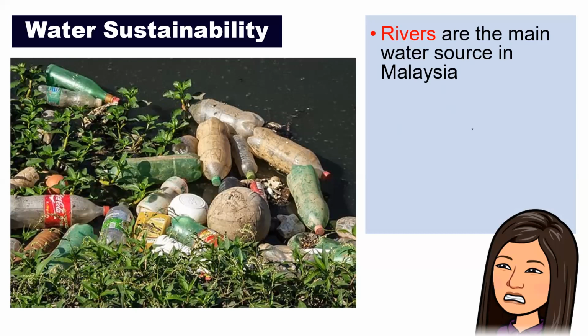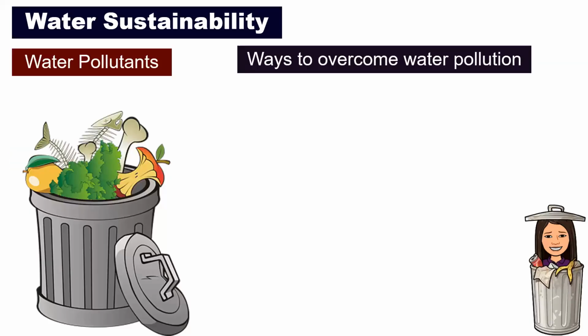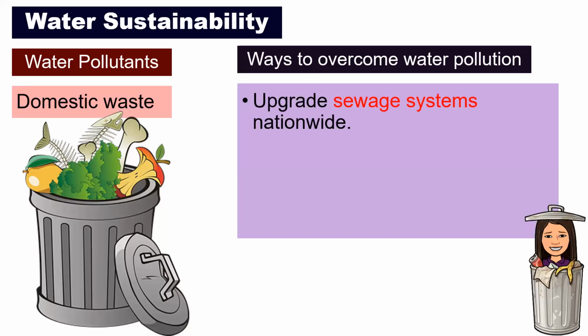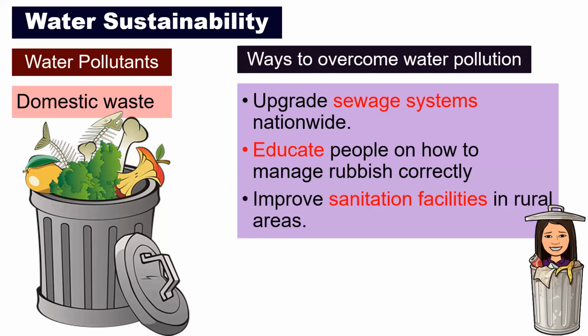Rivers are the main water source in Malaysia. So when you cause water pollution like this, it's so difficult on the environment. So how can we overcome it? We must have a better sewage system. We must throw our rubbish properly. Especially in the rural areas, we must make sure they are taught how to have proper sanitation, proper toilets and everything.